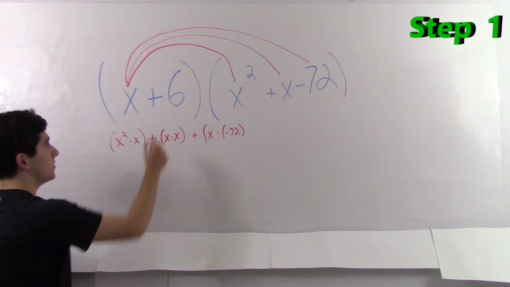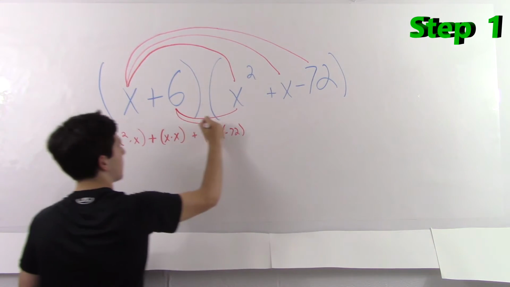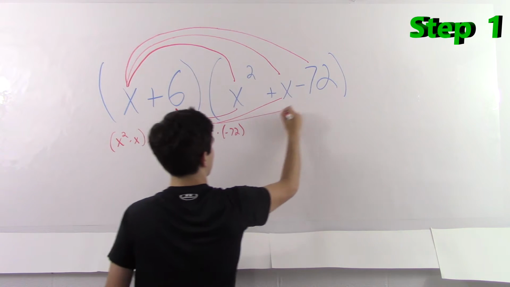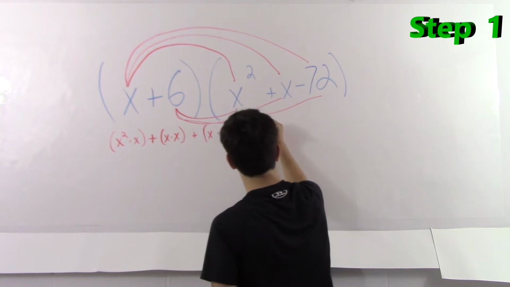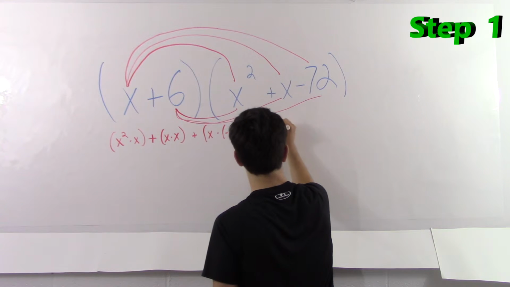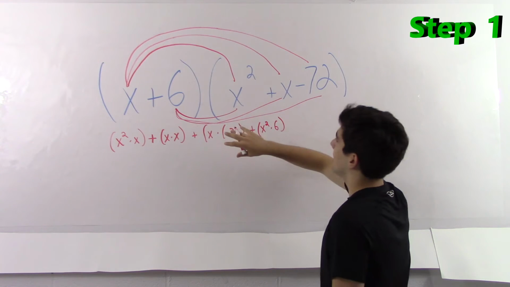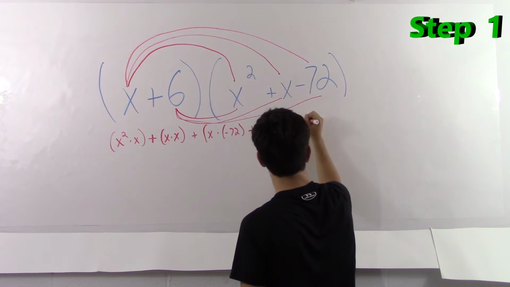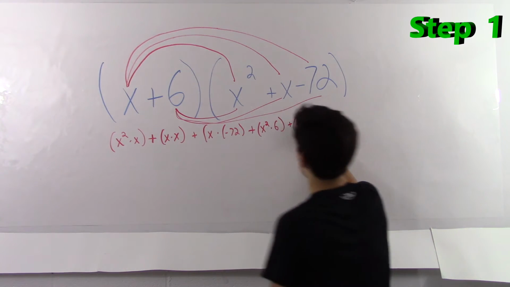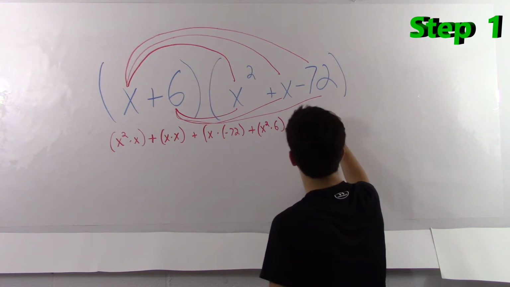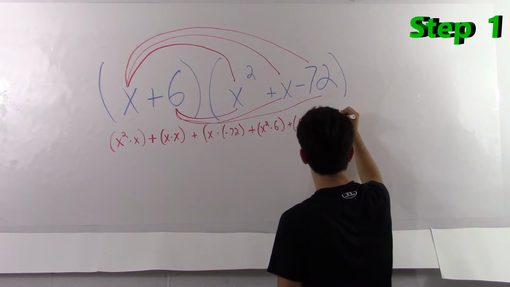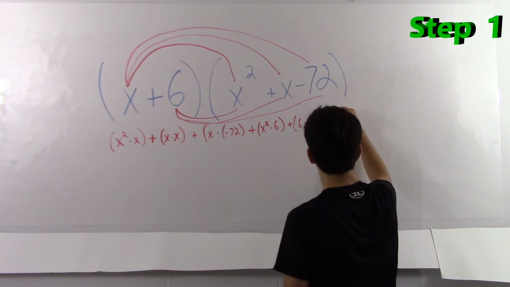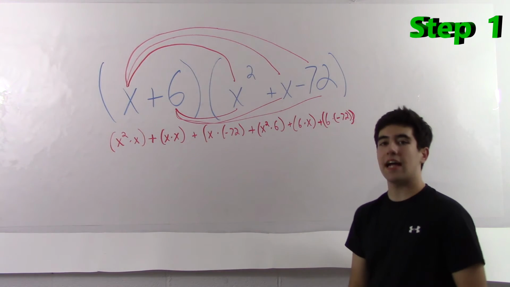For your second term, distribute that to all 3 terms in your polynomial. So we have 6 times x squared, six times x, and 6 times negative 72. And that's your first step.